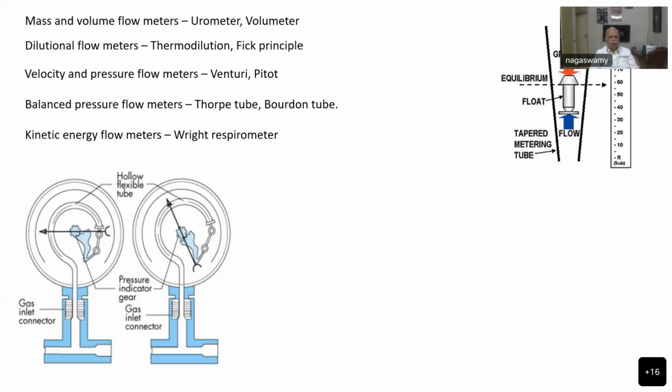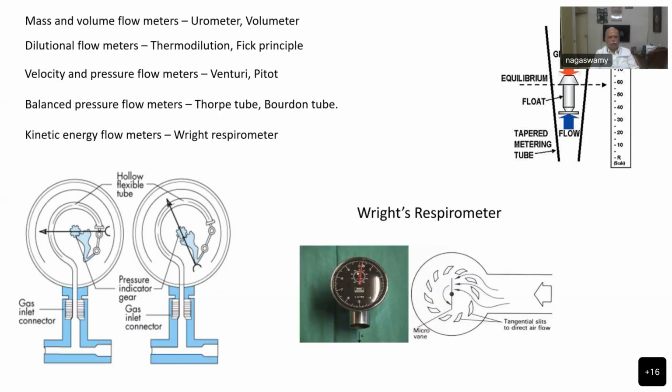And kinetic energy flow meters are used in the Wright's respirometer. So respirometer, this is the basic thing. In some hospitals this respirometer may still be available, and in the viva they may give you this instrument and ask you to describe the machine and what it is used for in these measurements. So if we just mention these one-liners, I think that is more than enough, instead of going into a detailed description of every instrument and how it works. If you start writing all that, I think you will be short of time.